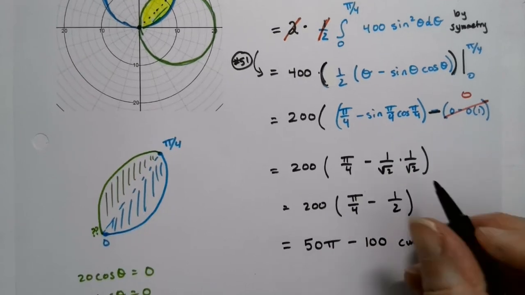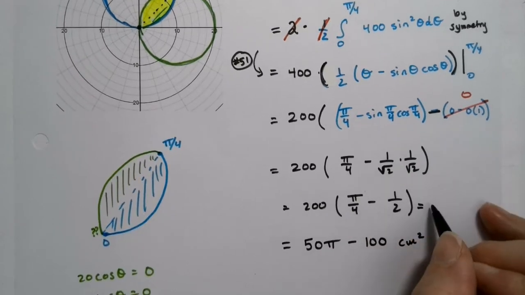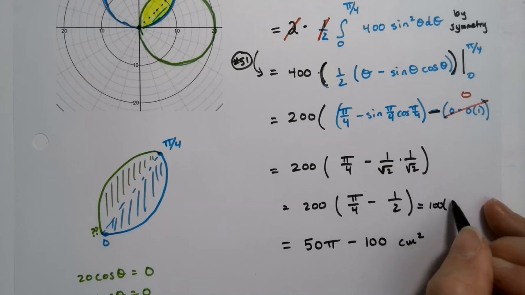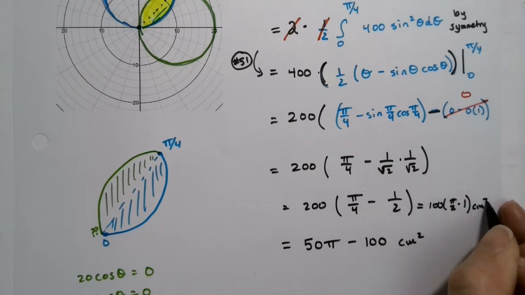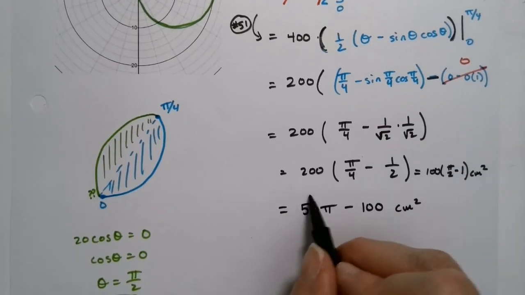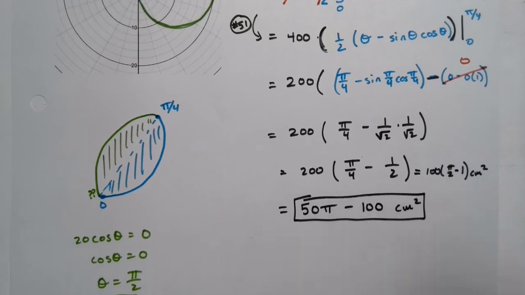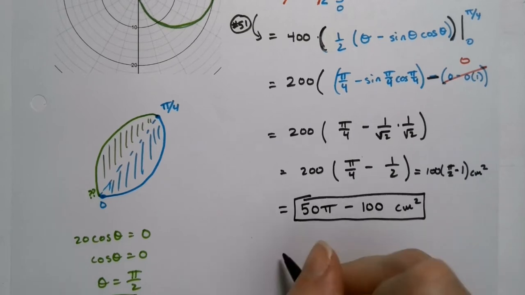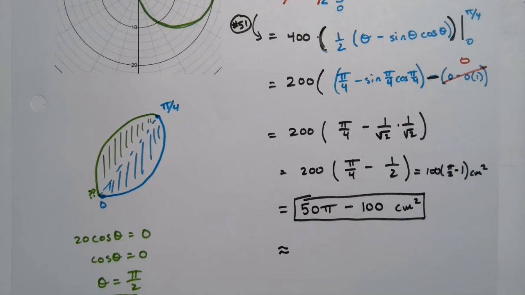Or if you want to factor out the 1/2, it's 100 times pi over 2 minus 1, centimeters squared. That works too. I mean, depends on which way you want to go. I think distributing by 200 is a little easier. All right, so that's what I think it is. I can come up with a decimal for that. Let's grab Desmos real quick, and let's also verify that our integral is correct.